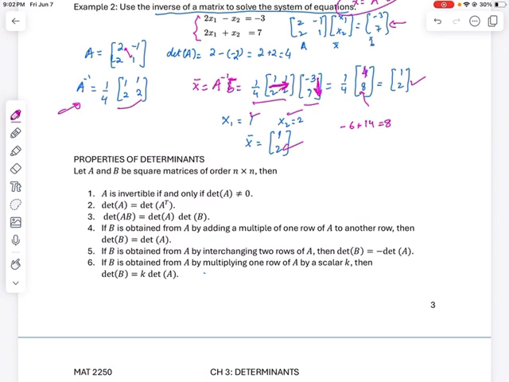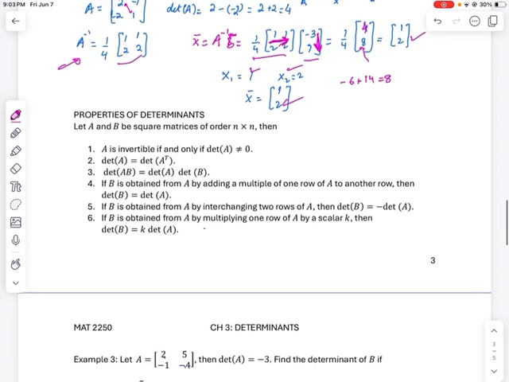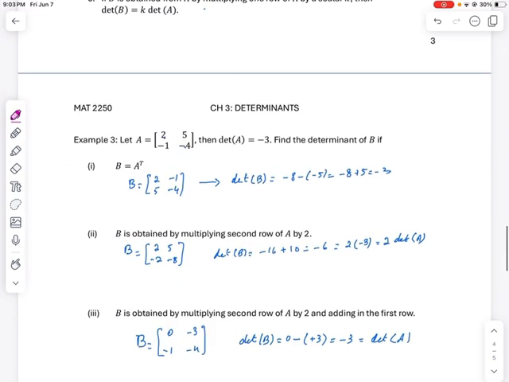And the fifth property: if B is obtained from A by interchanging two rows of A, then the determinant of B will have a negative sign in front. So it will be equal to the negative of the determinant of A. And number 6, if B is obtained from A by multiplying one row of A by a scalar k, then the determinant of B is equal to k times the determinant of A. So let us look at some small examples there.